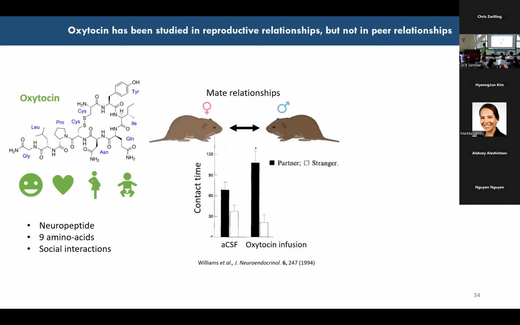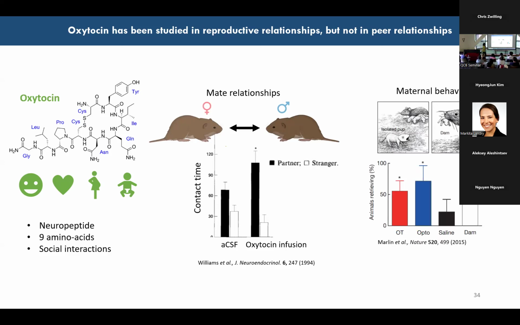So this is a really simple but beautiful experiment showing that for voles, which are quite social animals, in a mate relationship, so a reproductive relationship, the contact time, the amount of time these two animals choose to spend with each other, increases after infusion of oxytocin, but not after infusion of artificial cerebrospinal fluid. So just exogenous administration of oxytocin causes an increased preference for a known romantic partner.